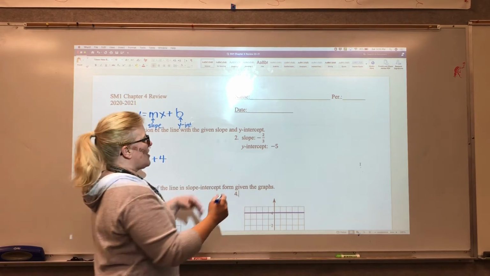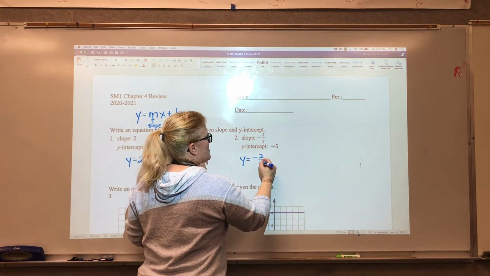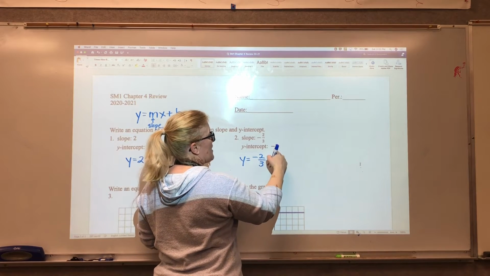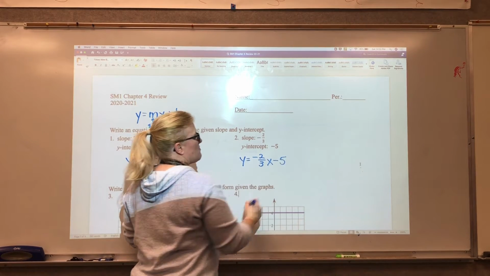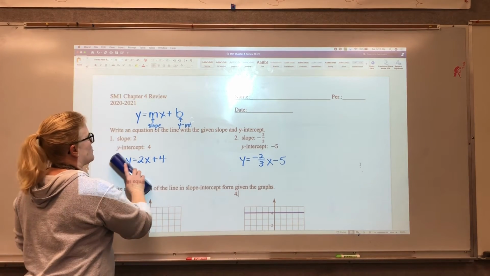Over here, remember my slope is negative 2/3, that's m, x, plus b, which is minus 5. So that is the answer to the first two.